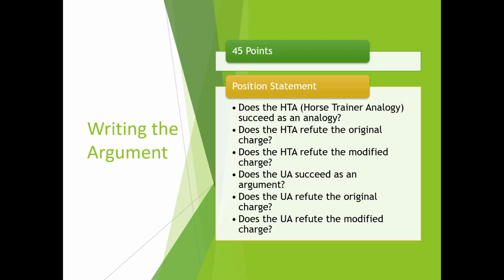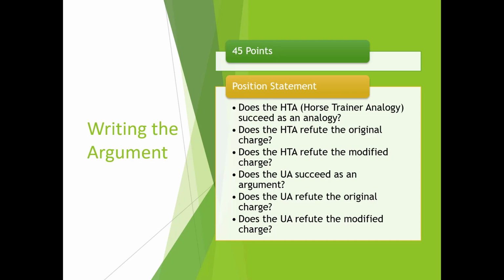And so you'll begin the argument section essentially with these two sentences. One sentence gives your position on whether the horse trainer analogy succeeds or not as an analogy. Second, does it refute the original charge? Third, does it refute the modified charge? And the same for the unintentional argument. Again, it seems like there's a lot going on there, but you're just answering 6 questions, and you could do it in 3 sentences, or rather 2 sentences. Or if you want to really condense it, you could do it all in 1 sentence.